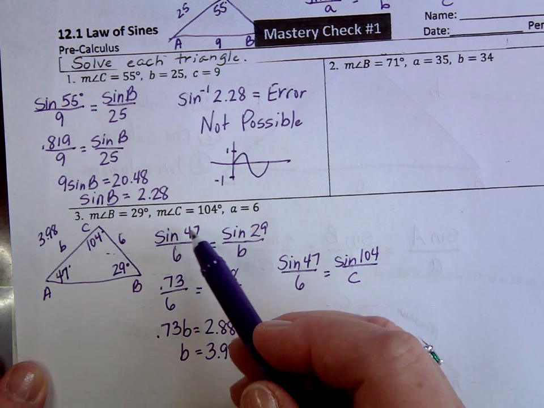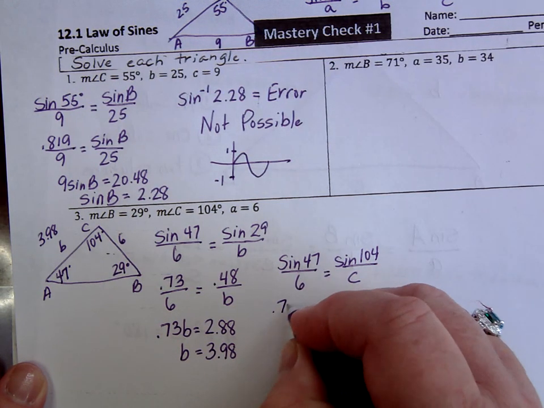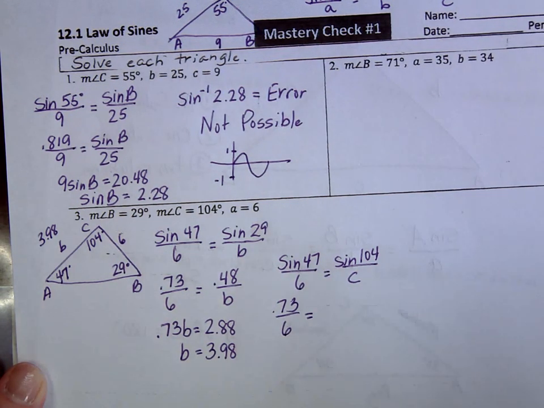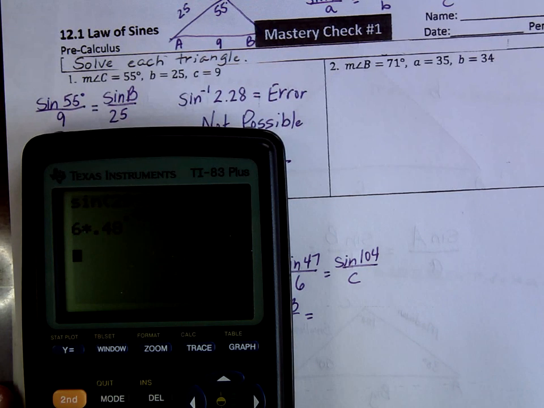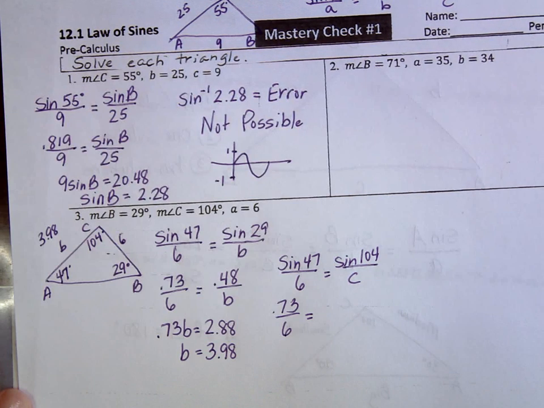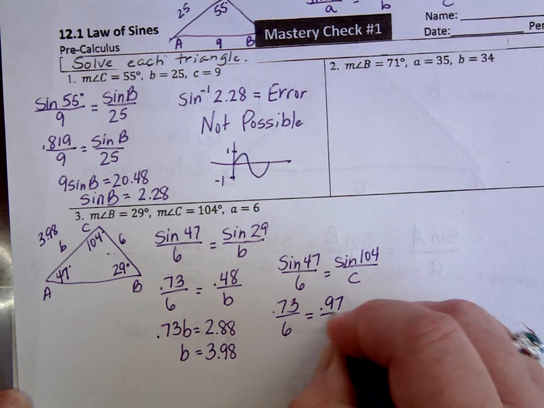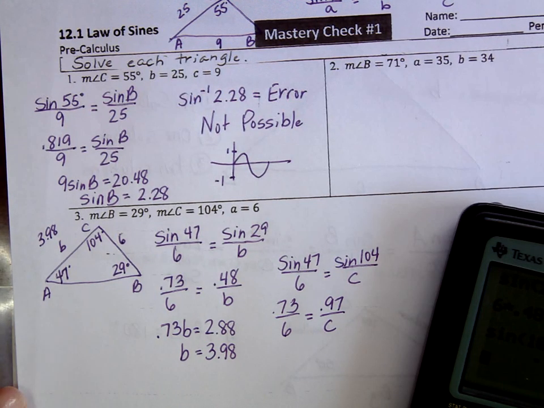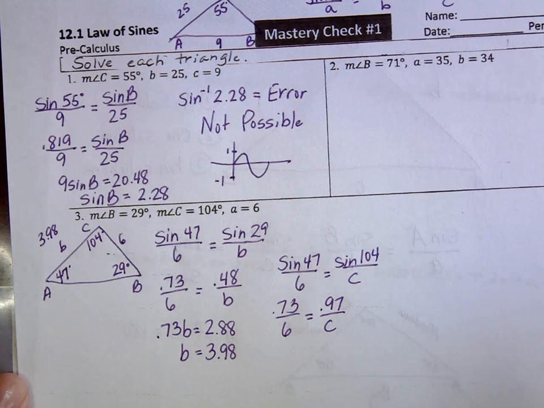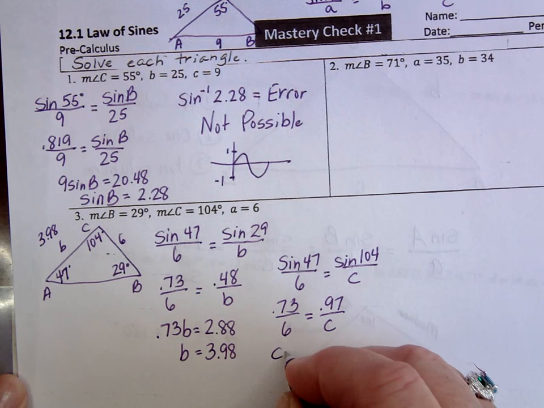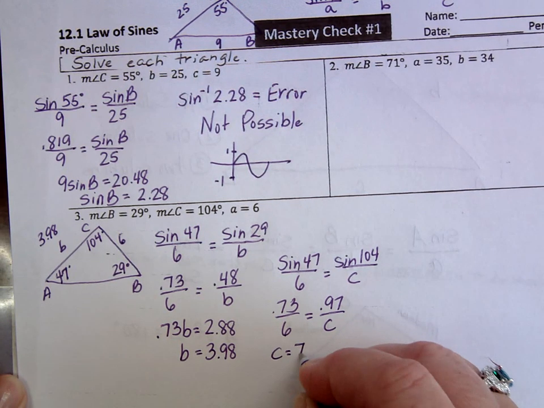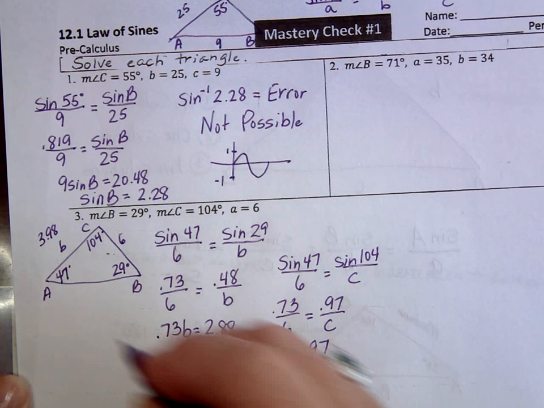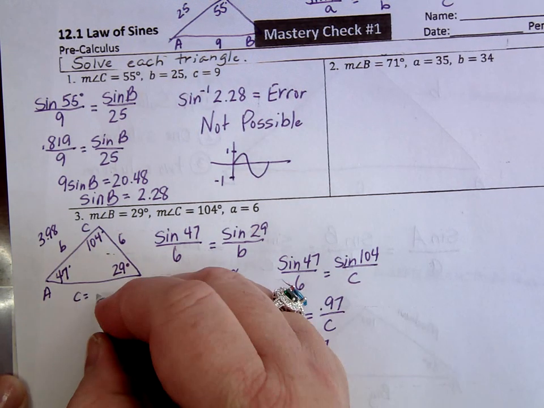I already did the work for this, so 0.73 over 6 equals, I do need to know what the sine of 104 is, and I get 0.97. So I'm going to put 0.97 in this slot over C. I'm going to do the same cross multiplication. So 0.97 times 6 divided by 0.73 gives me a C value of 7.97. And so I have now solved that triangle. I've got all the angles and all the sides.